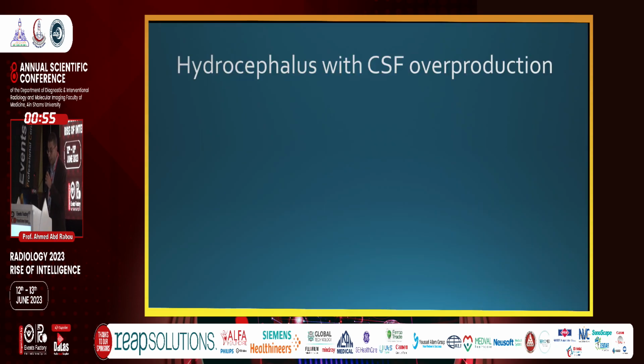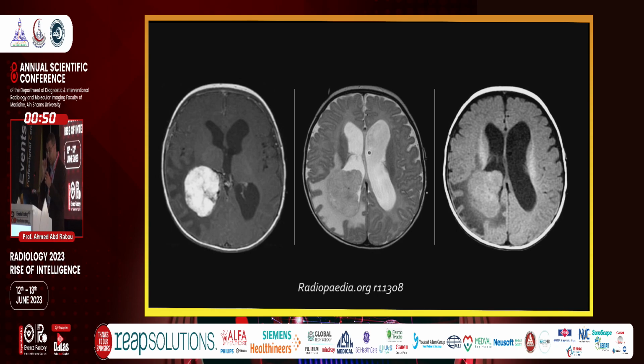And lastly, there is hydrocephalus with CSF overproduction, and a typical example of this is the choroid plexus papilloma, which is secreting CSF not only inside the ventricular cavity but also inside the brain parenchyma through transependymal CSF flow, and causing overproduction of CSF and hydrocephalus.